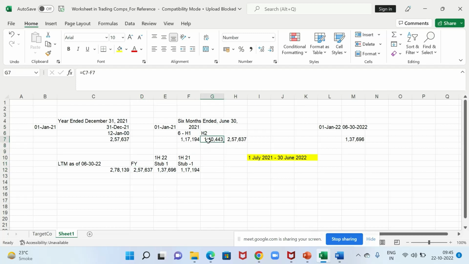If I would have this half yearly number, then last 12 months would have been equal to the last half year number plus the current half year number. This number is basically 1st July to 31st December 21. If I would have these 6 months numbers available, then I will get this number, 6 plus 6 is 12.